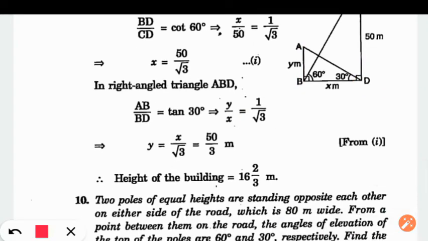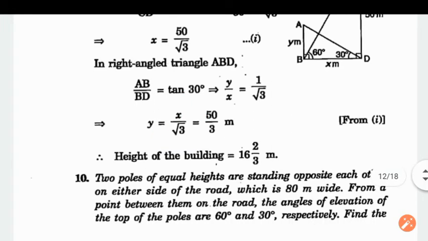Now we know what is the value of x. X was 50 by root 3, and since here we have root 3, root 3 into root 3 gives you 3 only. So the value of x is 50 by 3, which is 16 by 3 meter. Hence the height of the building was 16 by 3 meter.